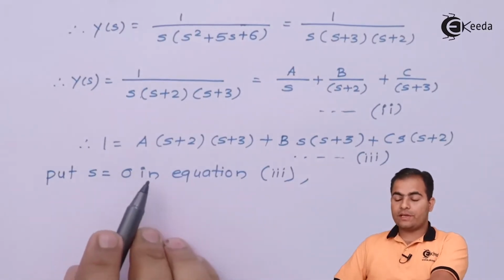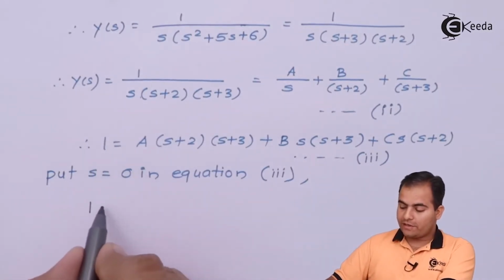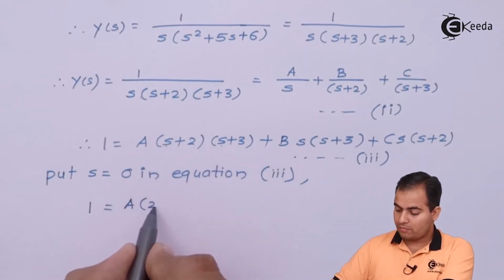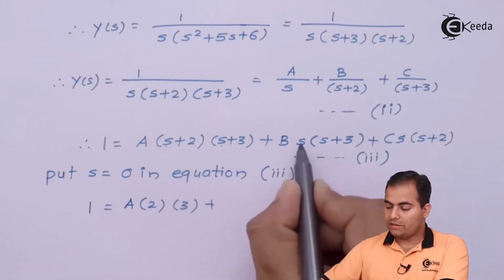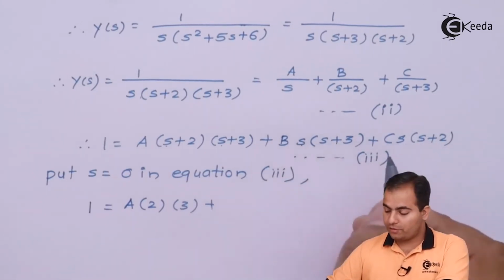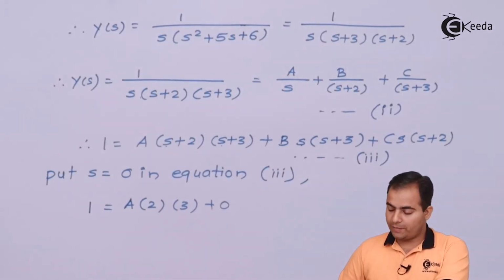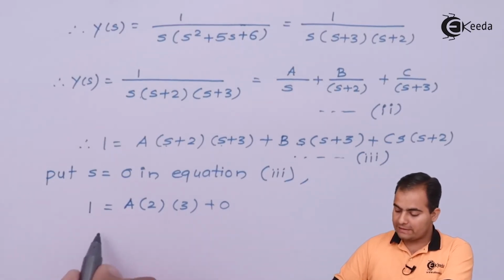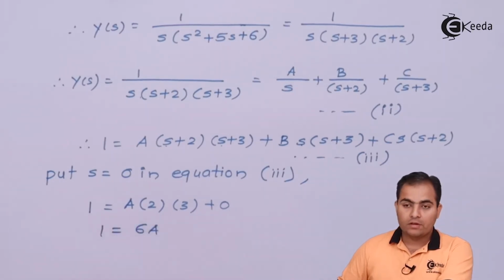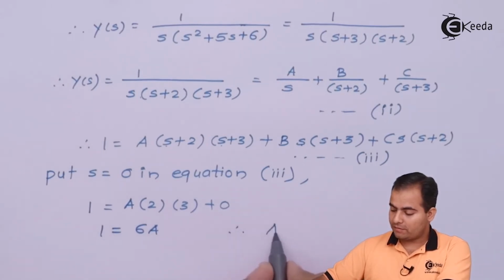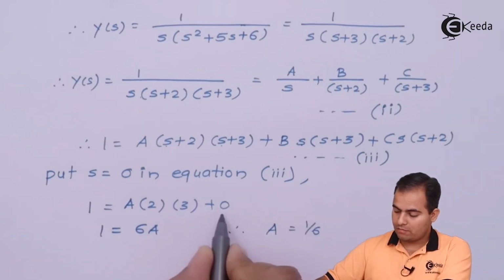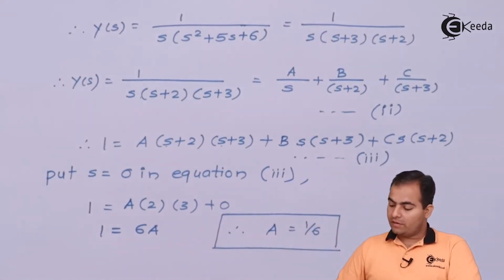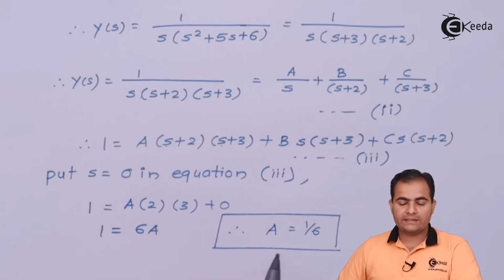So if I substitute s equals 0 in equation number A, what we'll get? On the left hand side we have only 1. All this s is replaced by 0. This 2s is replaced by 0, so the whole product becomes 0. So I'm going to replace it by 0. Now 2 into 3 becomes 6. So we have 1 equal to A into 6. So therefore my A value is 1 by 6. Similarly, we'll find out the values of B and C one by one.